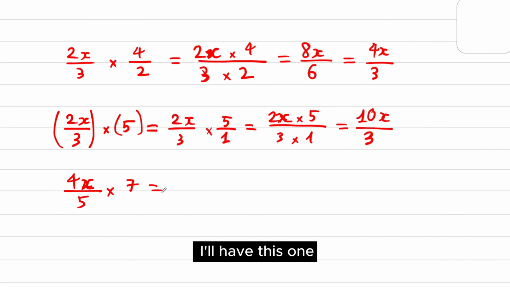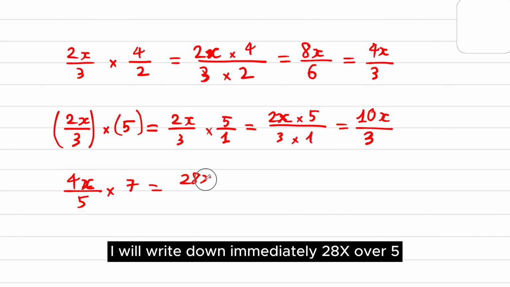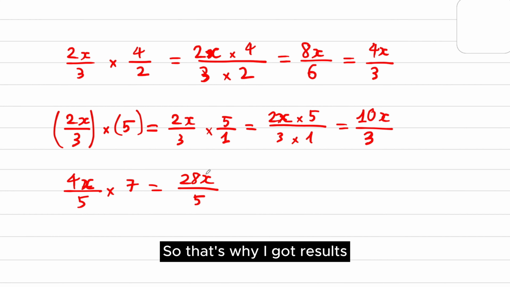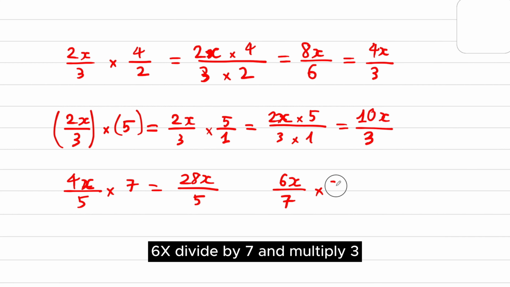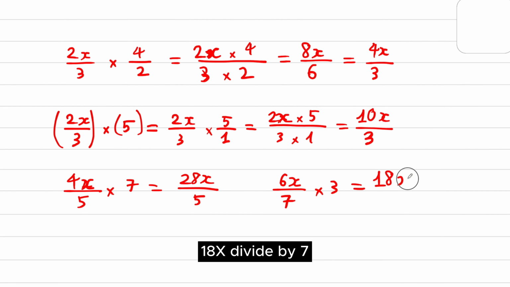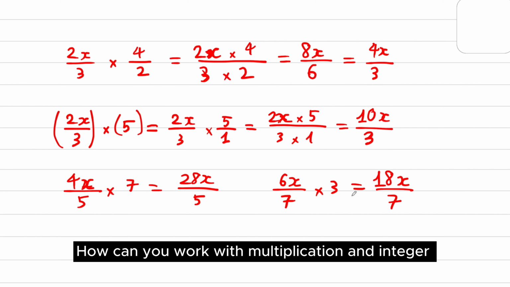A shortened way is very easy to calculate in your mind. If I have 4x over 5 multiplied by 7, I will write down immediately 28x over 5. You take 4 times 7 and 5 times 1, so I get the result very quickly. Another example: 6x divided by 7 multiplied by 3. Can you tell me your result immediately? It's quite easy, right? 18x divided by 7. That is how you work with multiplication and integers.